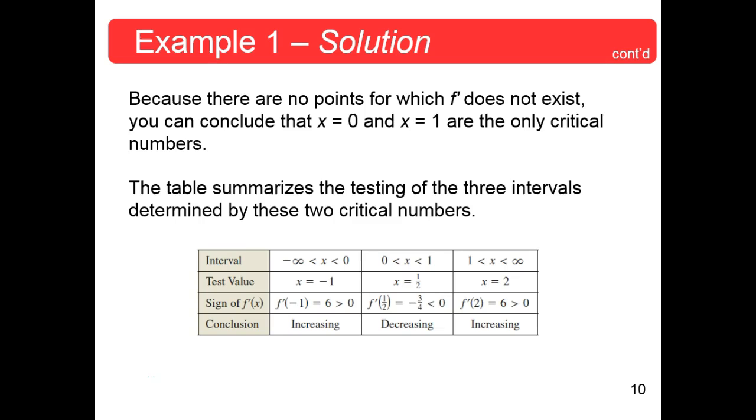And found out that was positive again, so again it's increasing. So increasing from negative infinity to 0, decreasing from 0 to 1, and increasing from 1 to infinity. Now again, when you label these, I like writing them like this. It's a little bit longer than interval notation, but to me it's perfectly clear.